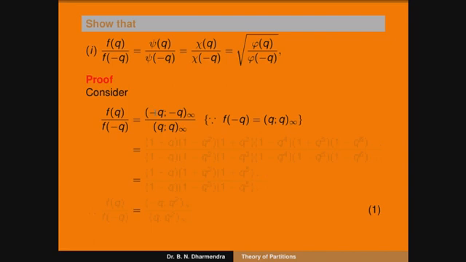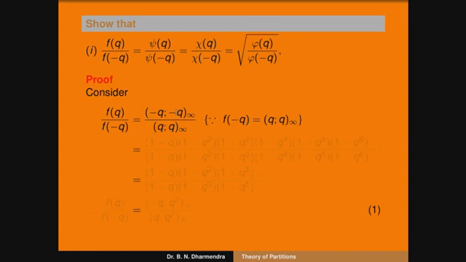So the terms: the next one has base minus q. Therefore the even terms get the negative sign, that is 1 minus q square, 1 minus q to the power of 4, 1 minus q to the power of 6, and the odd terms get a positive sign, that is 1 plus q, 1 plus q cube, 1 plus q to the power of 5, up to infinite terms.